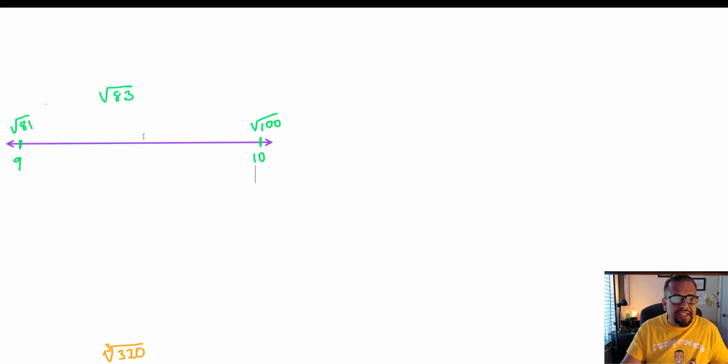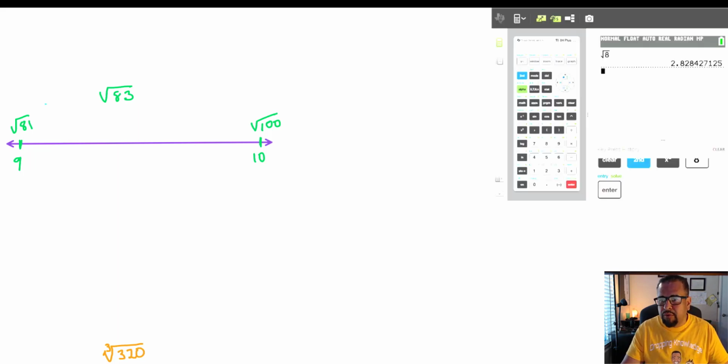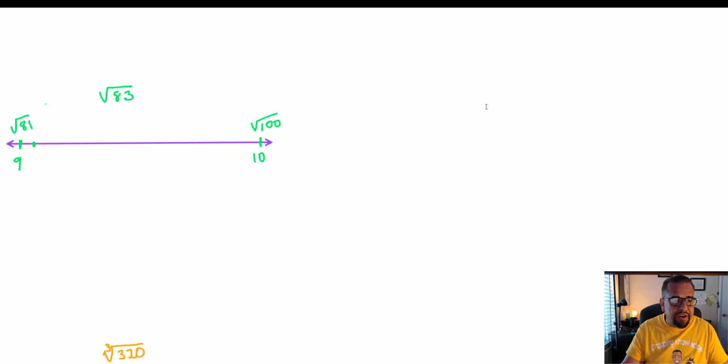Which one is the square root of 83 closest to? Well, what is the square root of 83? Let's take a look here. Square root of 83, and we have 9.1. So that's 9, it's really right around here, so it's closer to 9. My answer in this case would be that the square root of 83 is approximately 9. My approximation is equal to 9. That's all we have to do.